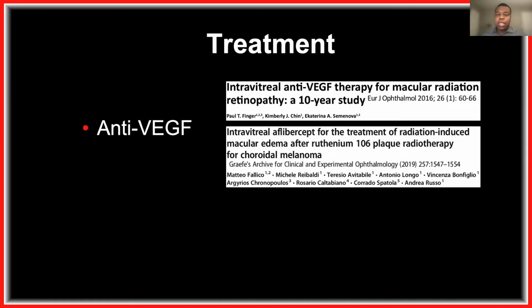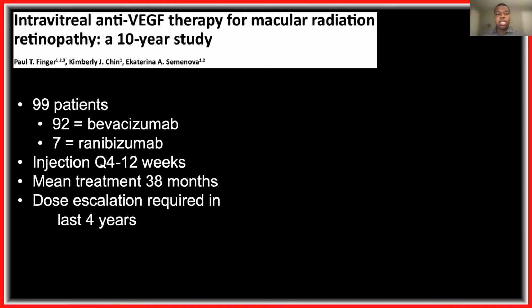And again, the definition of radiation retinopathy varies between studies, so it can be a little bit difficult to pin down the response. And also, I'm not sure what things are like in Latin America, but in the United States, it can be a little challenging because insurances don't always authorize certain medications for treatment of this condition.